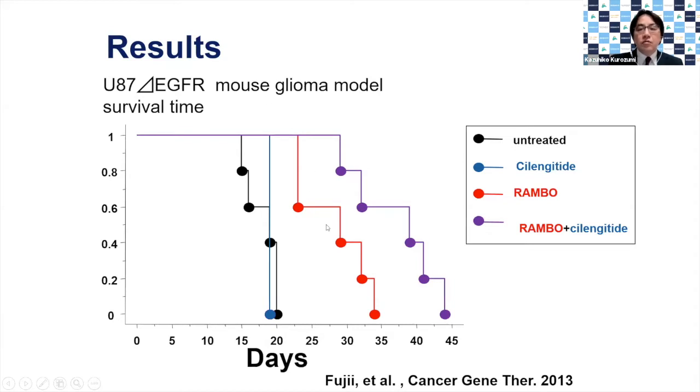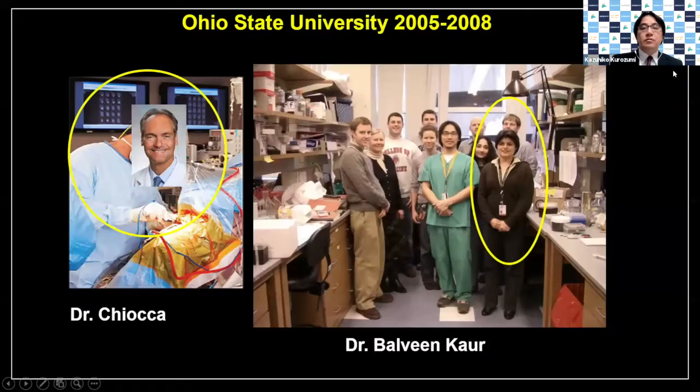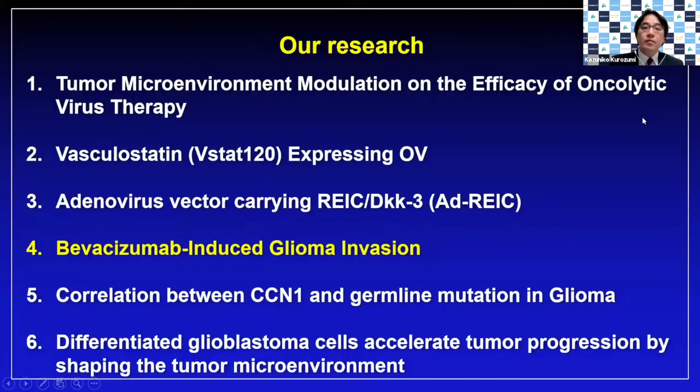We also did RAMBO plus cilengitide, an integrin inhibitor, and there were prolonged survivors here. This was at Ohio State University, 2005 to 2008. Dr. Kyoka is a very famous chairman, now working at Brigham and Women's Hospital, and Balveen Kaur is now at the University of Texas. She became a full professor.